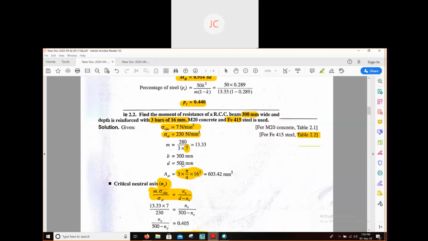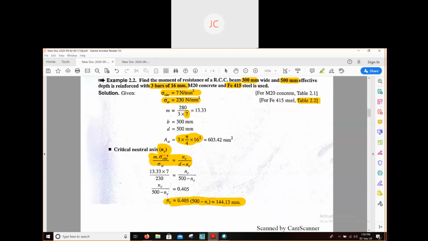Then we have to find the value of the critical neutral axis by this formula. This formula you will get in the PDF which I shared with you this morning, and you have to remember this formula.